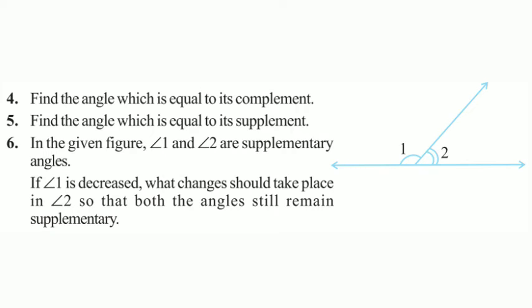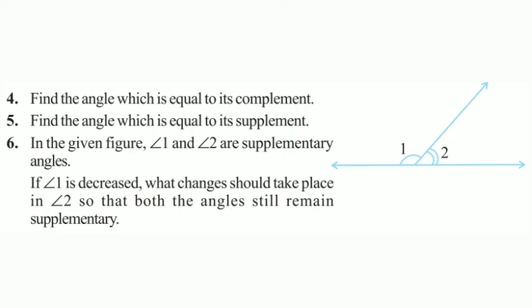In the fourth question, find the angle which is equal to its complement. And the fifth question also, first you read it. Find the angle which is equal to its supplement. It means in complement and supplement, the angles should be equal to each other. So when will we get the equal angles?